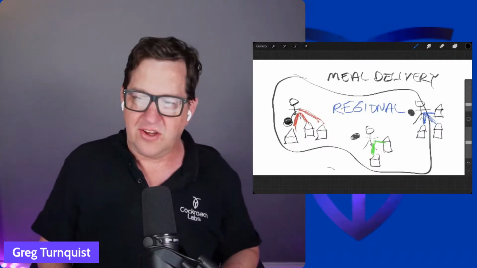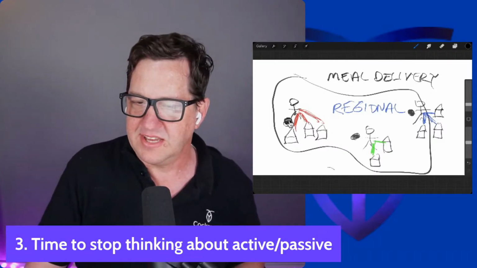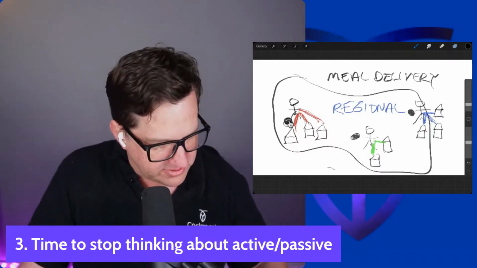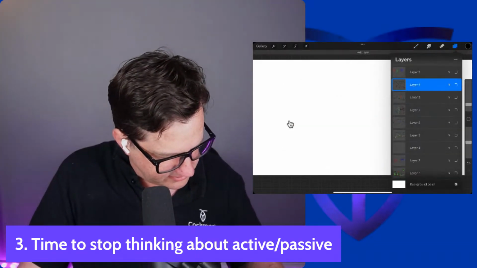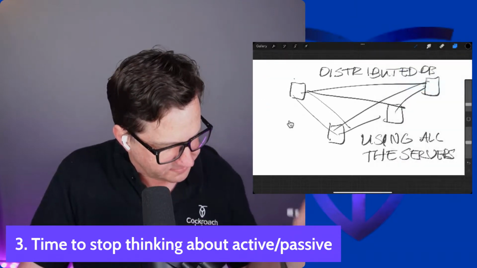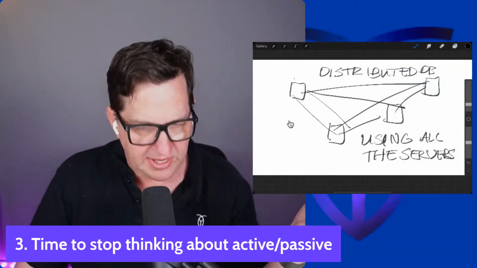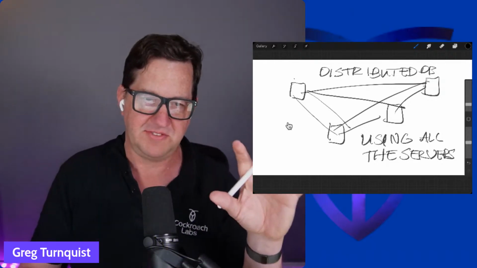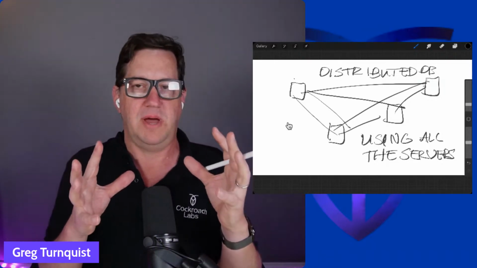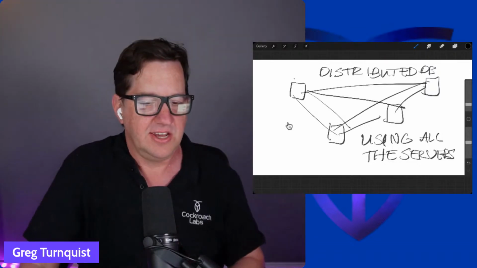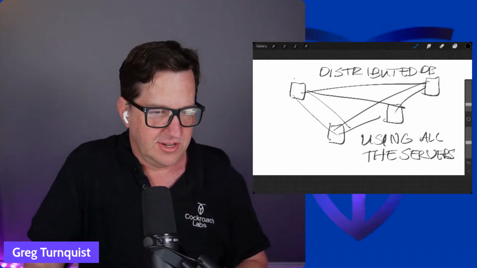It's not all about, I said it's time to stop thinking about active or passive. This is why we go to distributed. And it's almost like you have to stop and take what you know about physical infrastructure management, about database management, and kind of just set it to the side and say, there's a lot of assumptions we run on.